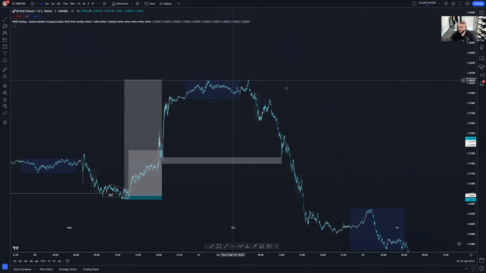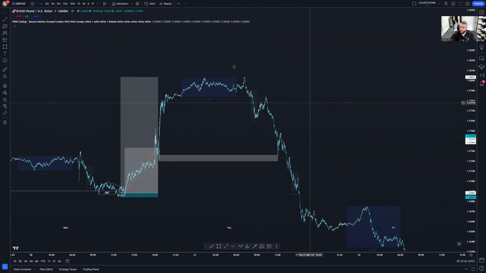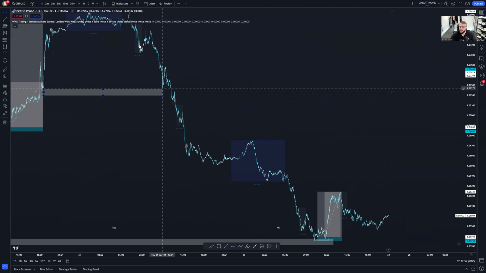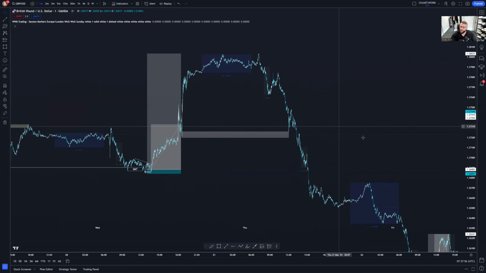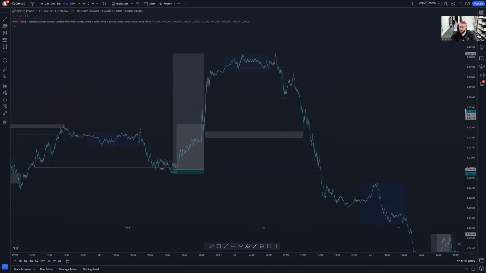Price coming into Thursday, nothing here. Obviously, with a reaction like this, you need price to slow down. We couldn't get that, so there was no need for us to trade here. Bearish reaction all the way to the downside again, just coming to take that liquidity.